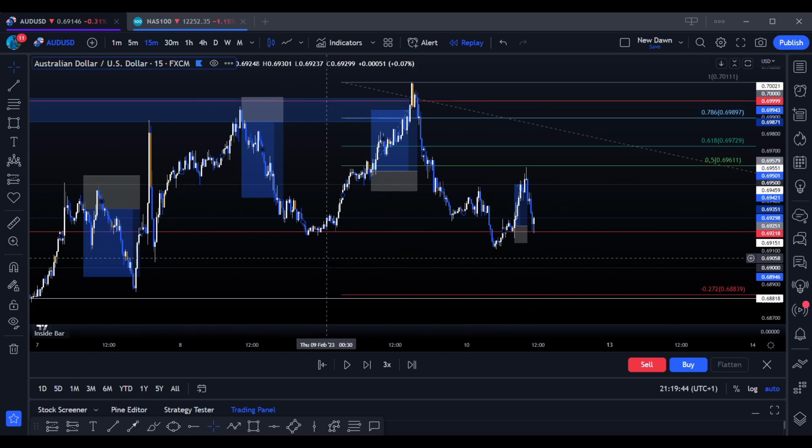Very soft. You can either pass your phase 2 or phase 1 challenge, MFF, FTMO, any proprietary firm with basically just trading this. No stress, simple price action, no complications.